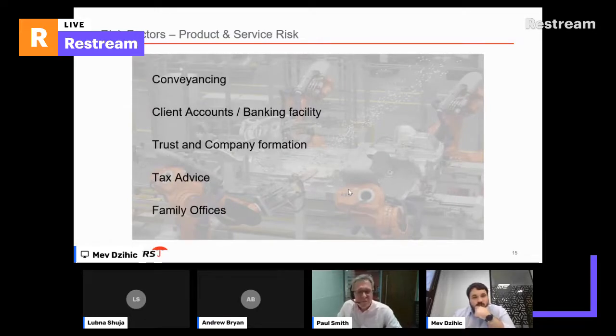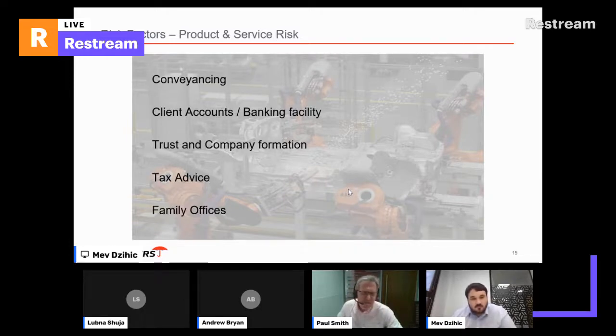So, starting off with some product and service risk. These are the areas identified by the SRA as most at risk from money laundering. Conveyancing, I mentioned earlier, those house-shaped bank accounts in London. And property is attractive as an asset for criminals because you can move large amounts of money with a single transaction, and property appreciates or can be used to generate a rental income.